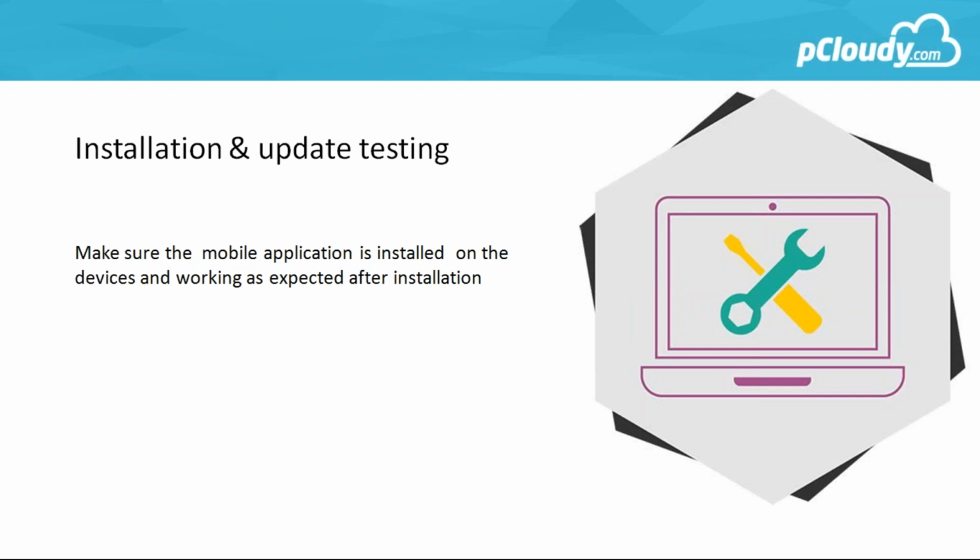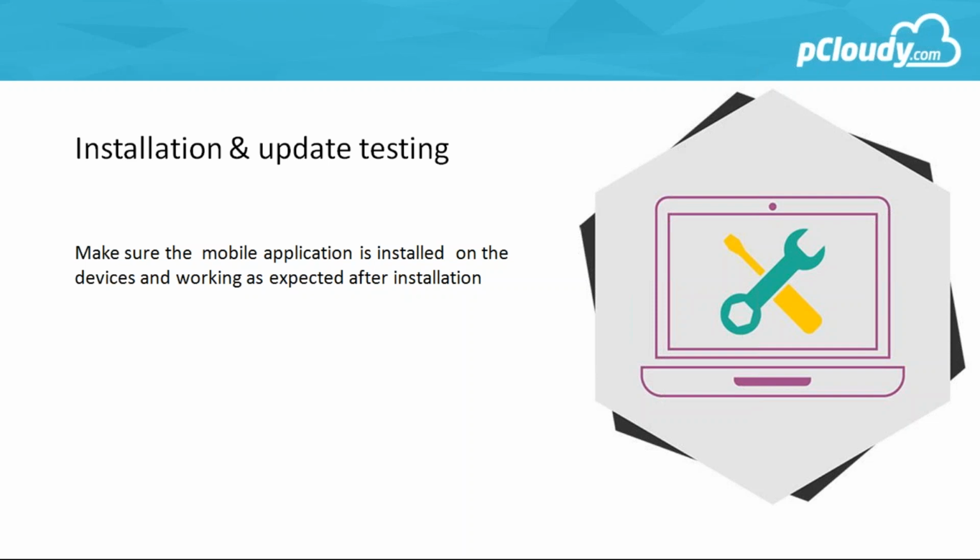So coming to installation and update testing, the goal of installation testing is to make sure that the software is installed and working as expected after installation. So installation testing is specific to distributed software that end users must install on their mobile devices. It focuses on what customers need to do in order to successfully install or uninstall the application.